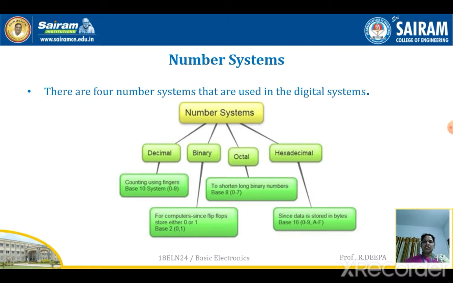And the octal is represented with base 8, that is, from 0 to 7. For hexadecimal, the data is represented from 0 to 9, and for 10 it is A, 11 it is B, 12 it is C, 13 it is D, 14 it is E, 15 it is F. So the base is 16 for hexadecimal. These are the 4 basic numbering systems that exist in the digital world: decimal, binary, octal and hexadecimal.